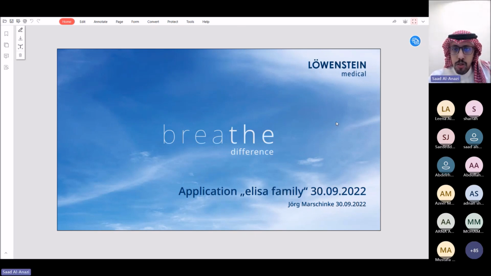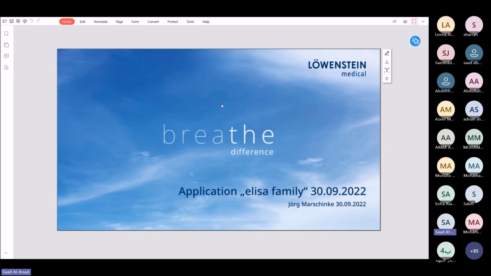So starting our presentation, just before that, we need to give a brief about the Lowenstein Medical Company. It's the partnership with the Azir company in Saudi, local Saudi, is focusing in anesthesia and respiratory devices. So today we will give the presentation about the ELISA family, focusing in ELISA family 800 ventilator.